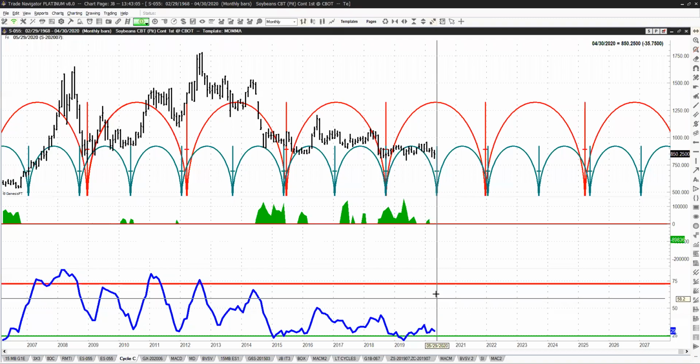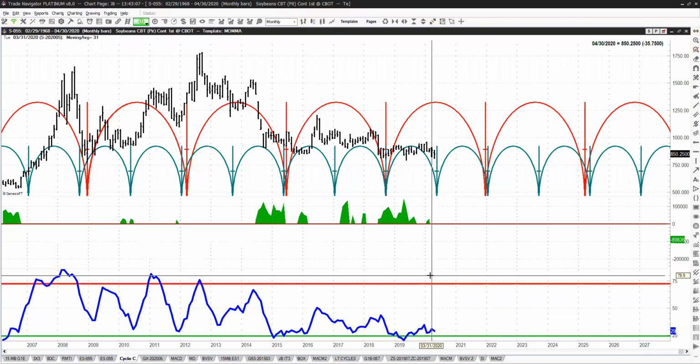The midpoint of the cycle comes here, but remember, cycles are not symmetrical. So we're not looking at cycles for tops. We're looking at cycles primarily for bottoms, and there's a great opportunity here. Can I show you one more? Sure. Check this out.